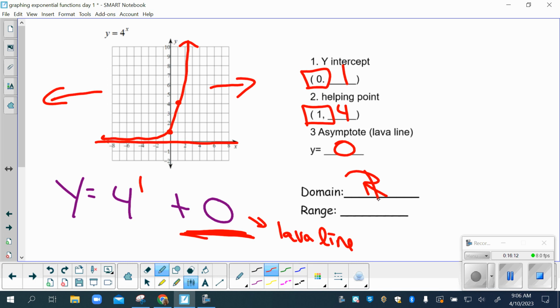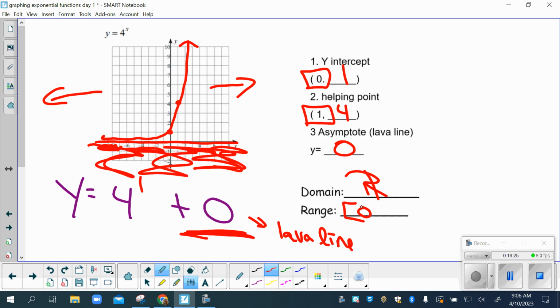Here's the range. Remember, this is fire. This is lava. I can't go down there, right? So that means the lowest I can go on my range is 0, because that's lava. And the highest I can go is all the way up here to heaven, which is infinity. Super, super easy. How is that? Is that okay? Talk to me, we're good.